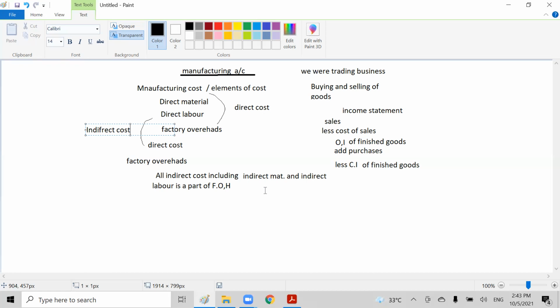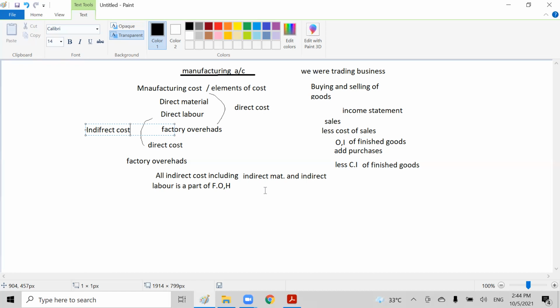Factory rent, factory taxes, factory power, heat and light, supervision, factory indirect labor, chowkidar's salary, canteen expenses of the factory. These are all factory costs, but they are taken as factory overheads because they are not directly traceable or directly attributable to the product. All expenses of the factory which are not direct material or direct labor come in indirect cost and are all known as factory overheads.